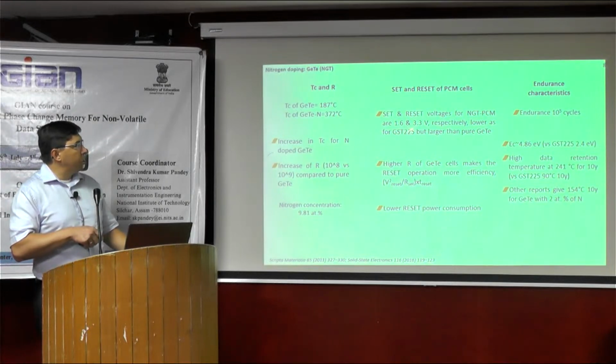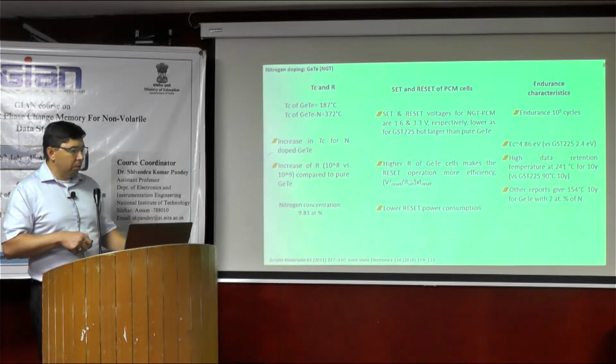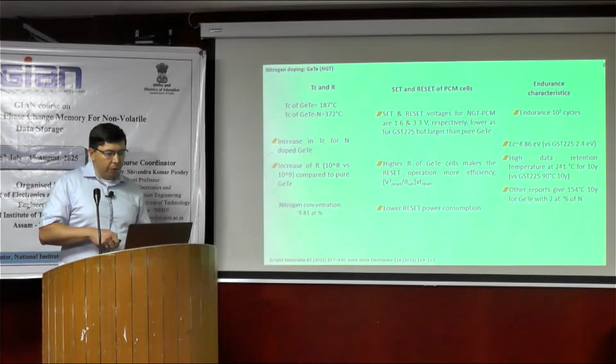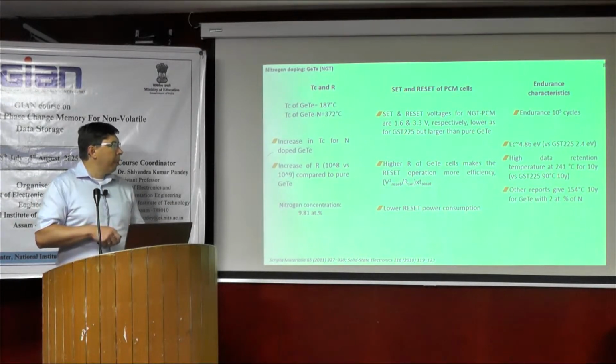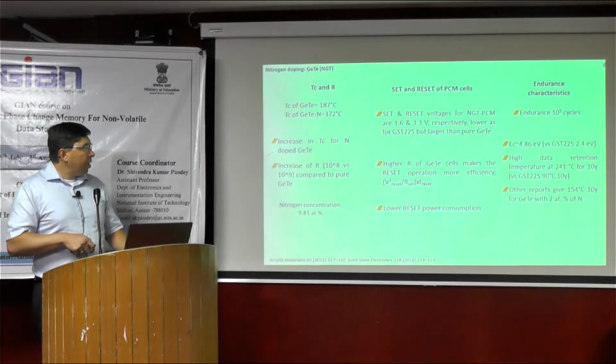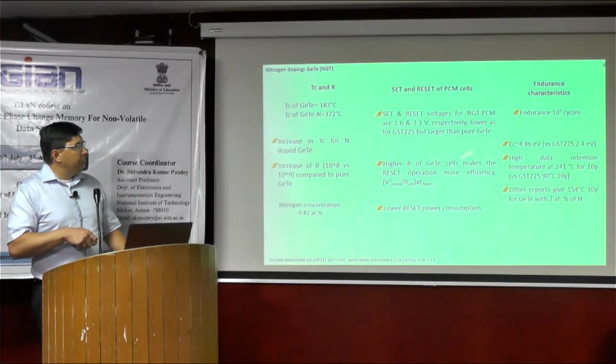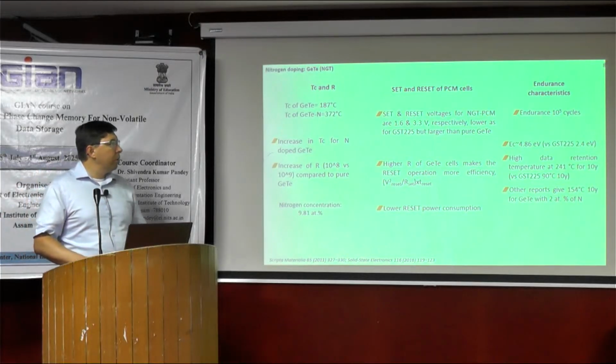Set and reset voltages are also lower compared to GST225, but they introduce a reverse effect. They are somehow larger than for pure germanium telluride. But this higher resistance of the GeTe cell makes the operation of the cell much more efficient.